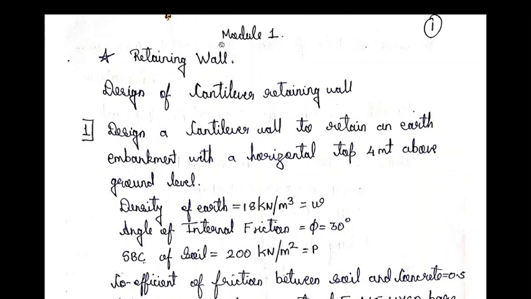Hello, welcome students. So in the previous lecture we had done the design of a cantilever retaining wall. We had calculated the dimensions for the stem, for the heel slab as well as the toe slab, and we had a detailed stability calculation. So let us just see in short what all we have done.